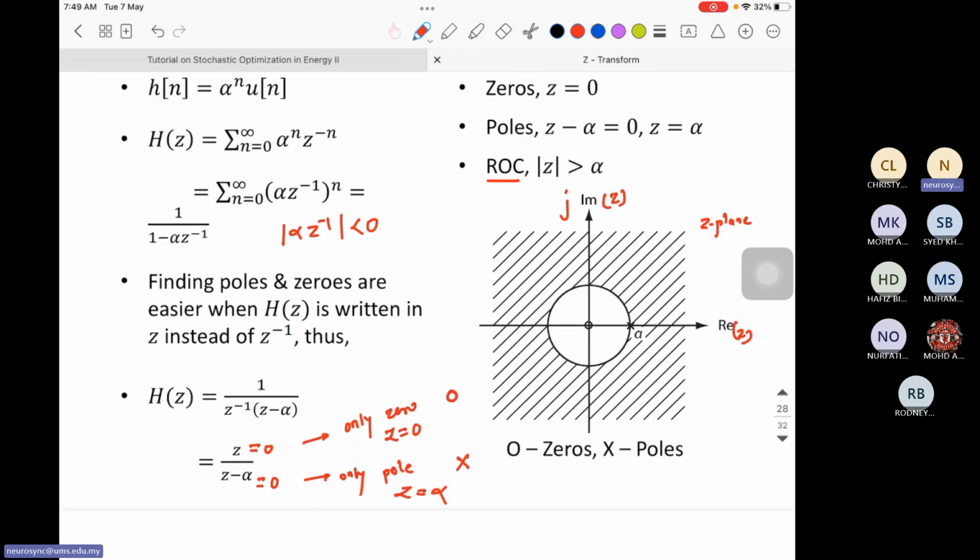Now how do we find the stability of the system? If the unit circle exists in the ROC region, then only our system will be stable. Or we can say that if this alpha is less than 1, in that case our system will be stable. The definition of stability using the Z transform is this: if the unit circle exists in the ROC, then only our system will be stable.